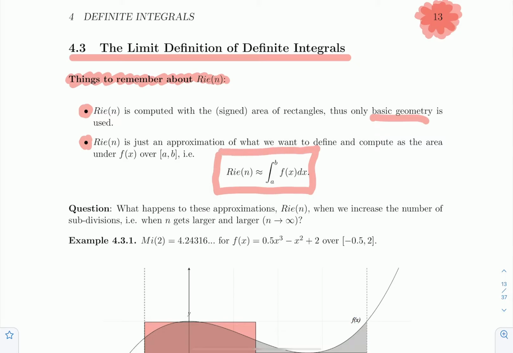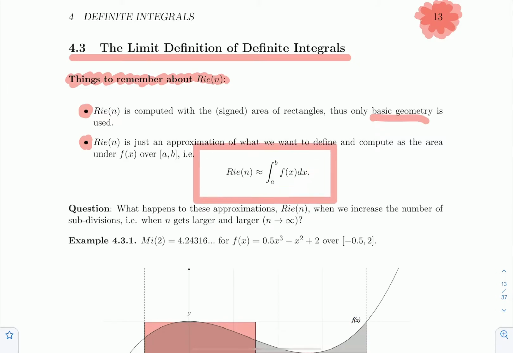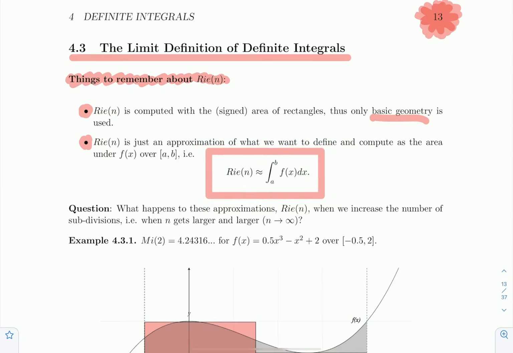So these Riemann sums are used to approximate definite integrals for a function f over intervals [a, b]. So we only have ways to approximate these definite integrals. But now the goal of this section is to find a way to define the exact value of a definite integral and then, of course, compute it.